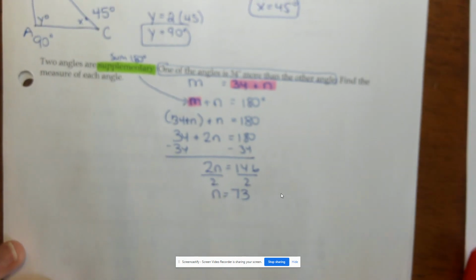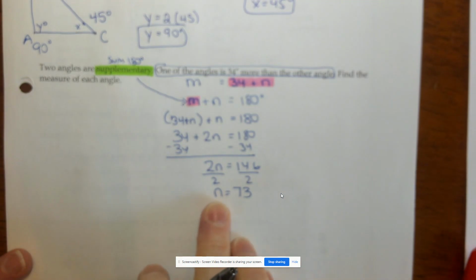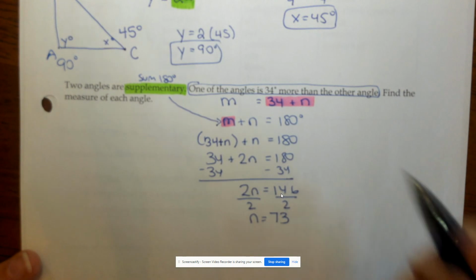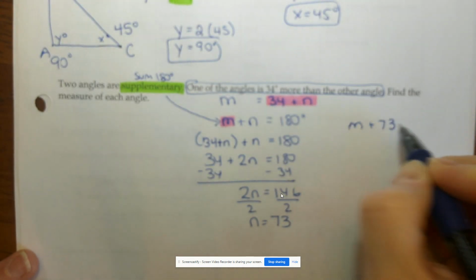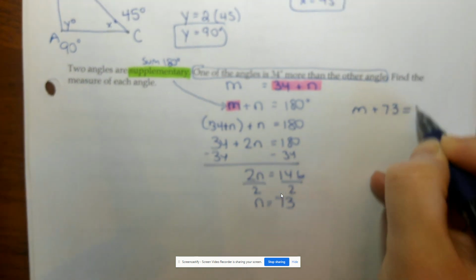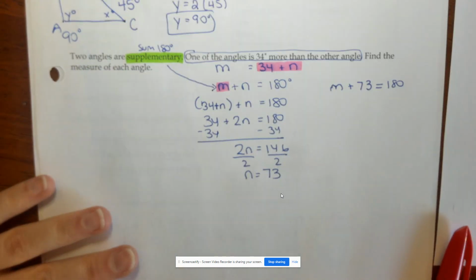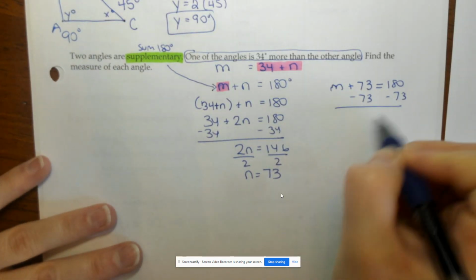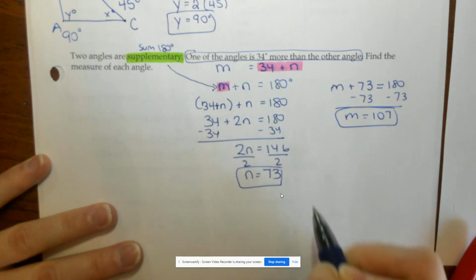Now we did say we were looking for a pair of angles that had to be supplementary. So if one of them is 73, I still need the other one that adds up to 180. So M plus 73 has to add up to 180. Take away the 73 from both sides. I get M equals 107, and that would give me my pair of angles.